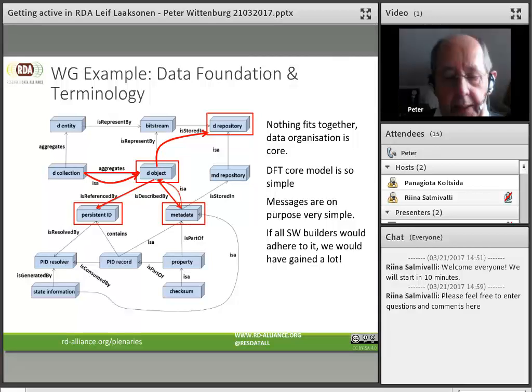So now I give you a few examples about working groups and interest groups. I will not go into too deep detail, but I hope I can show you the type of outputs and the type of topics these people are working on. I myself co-chaired the Data Foundation and Terminology Working Group. It was one of the first working groups at all in RDA. And if you just focus on what I marked red, it's a very simple but powerful model to organize data.